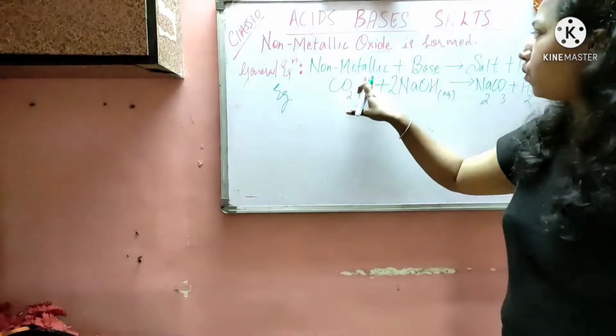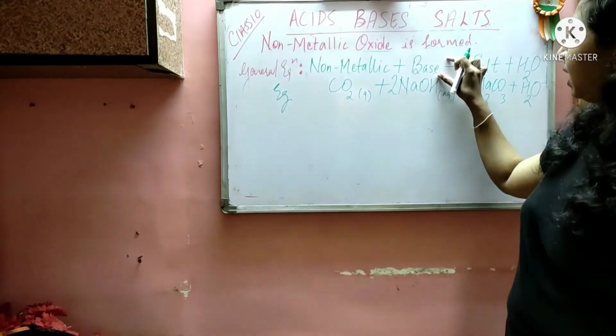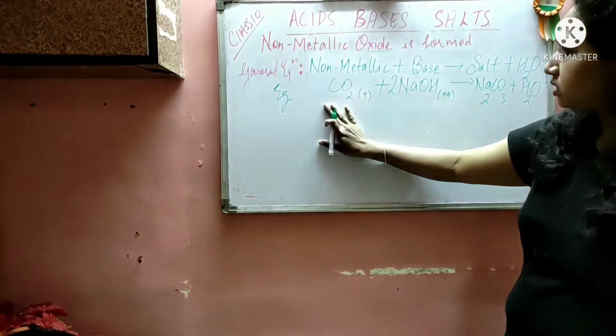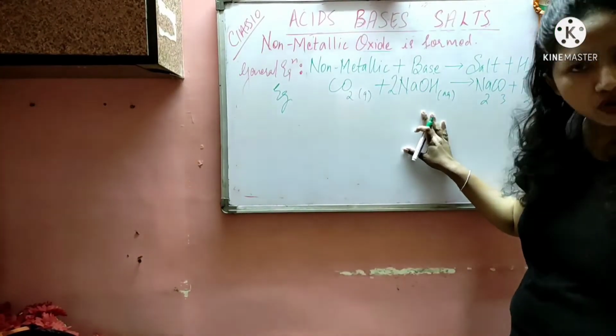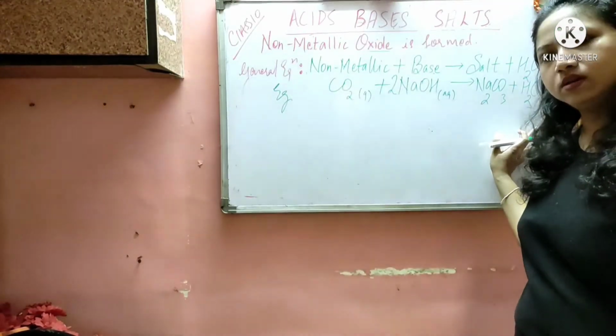So let's see what non-metallic oxides are, guys. They are acidic in nature, so they react with a base. What happens? What you get is salt and water. Here we took the example of carbon dioxide, which reacts with sodium hydroxide. What you get is sodium carbonate and water.